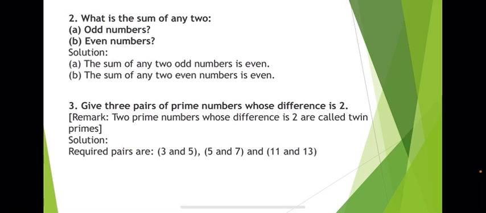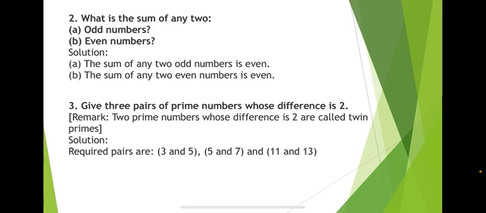Now what we have to do? We have to add these odd numbers. So 3 plus 5 is equal to 8, which is an even number. So the sum of two odd numbers is always an even number.